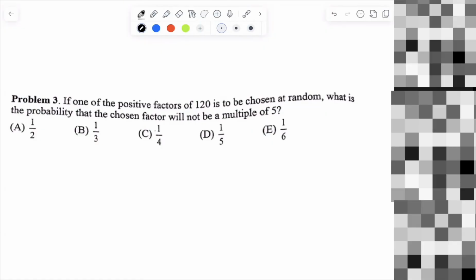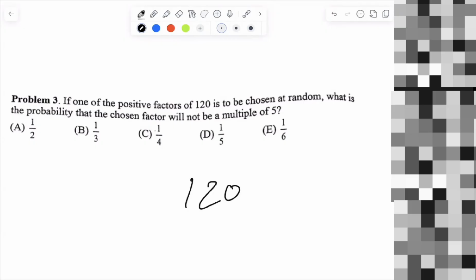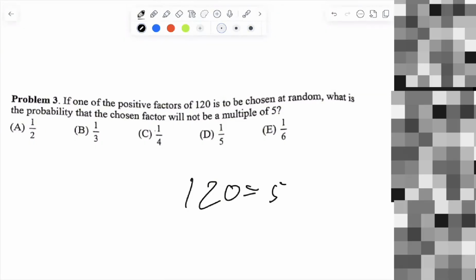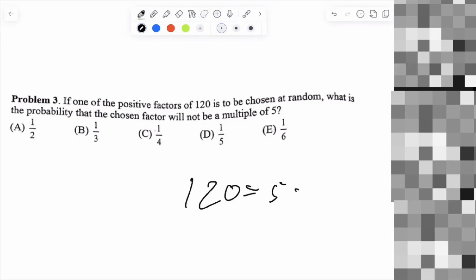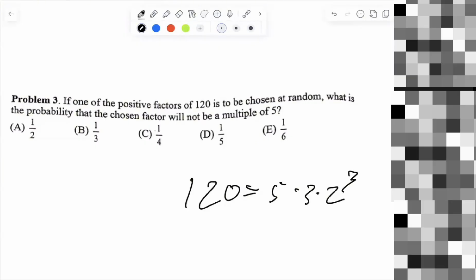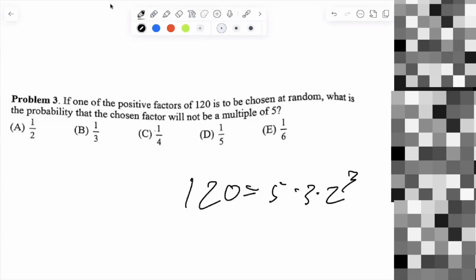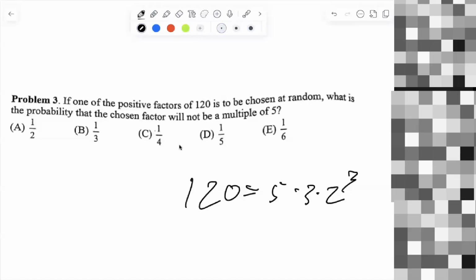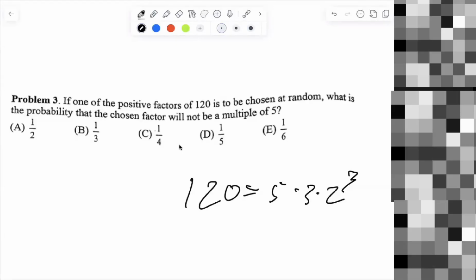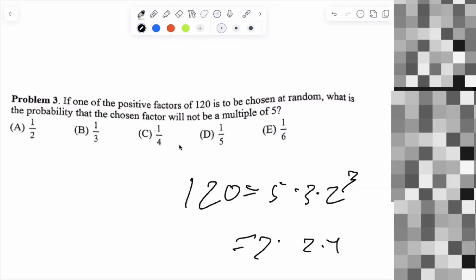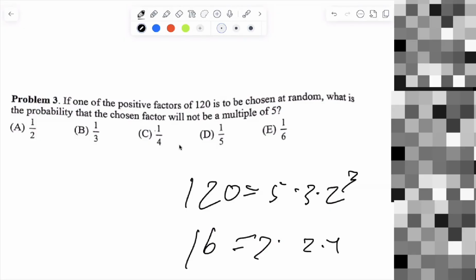So how do we approach this? Well, 120 could be factored as 5 times 3 times 2 cubed. Alright? So from here, the number of factors in this is just 4 times 2 times 2, which is equal to 16. Alright?